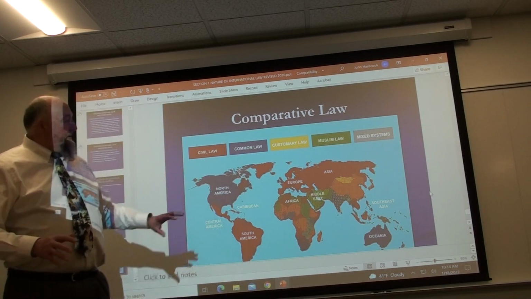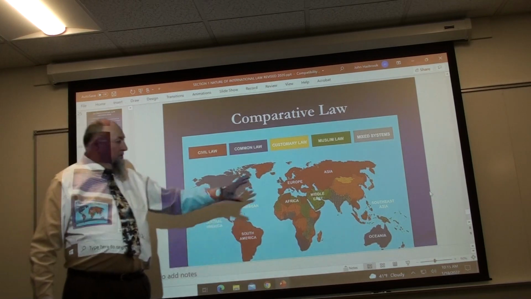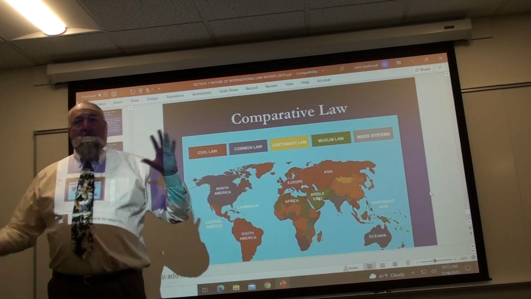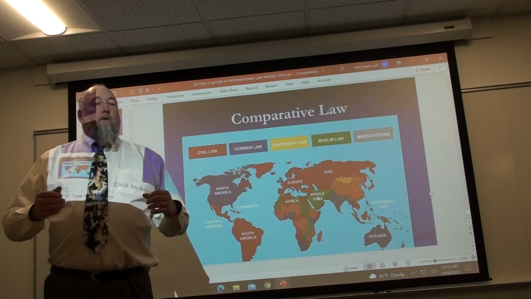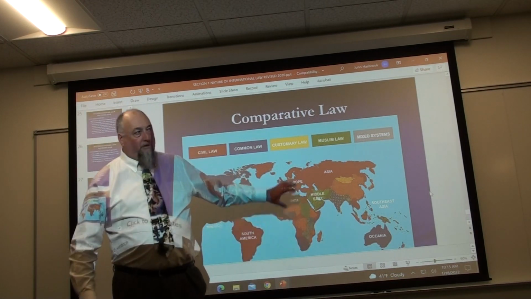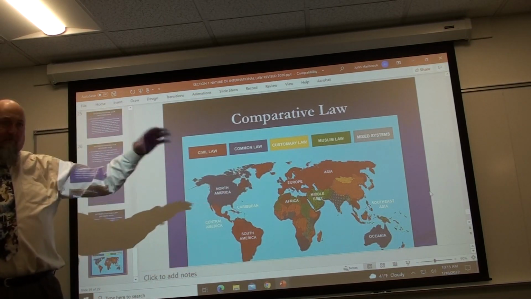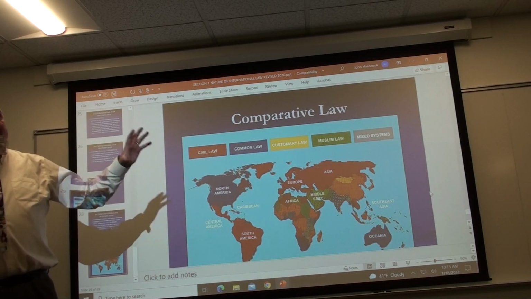And so historically, that's where we see these families of law. And then of course we have Islamic law, which is based on Sharia. And then we have other systems which are based upon cultures in the area. But that's what you still see from a historical standpoint.